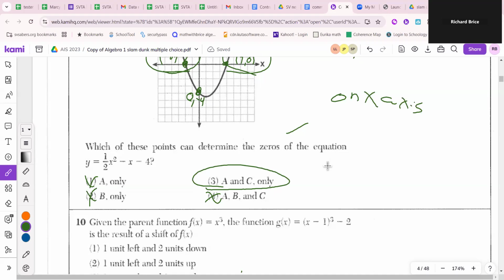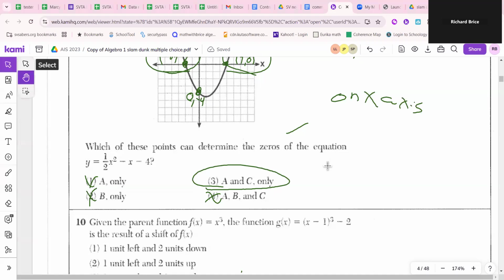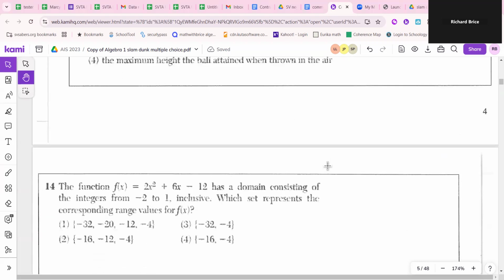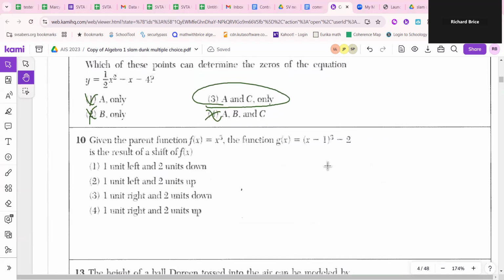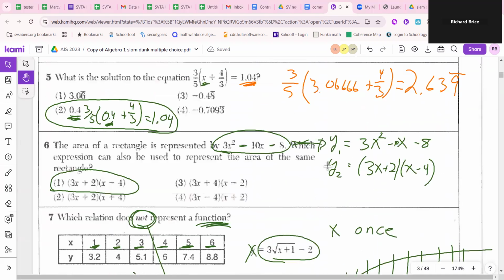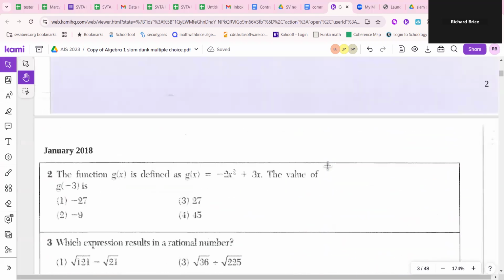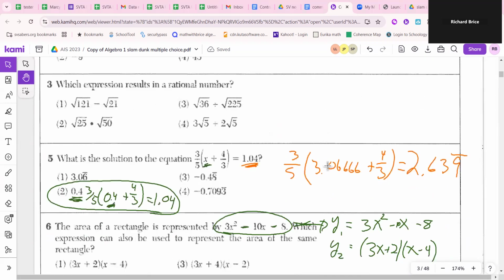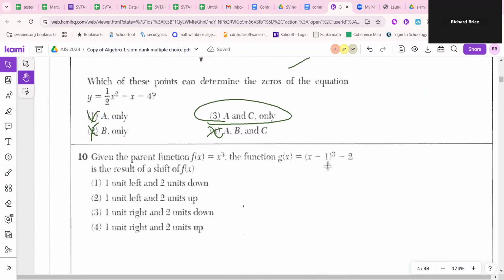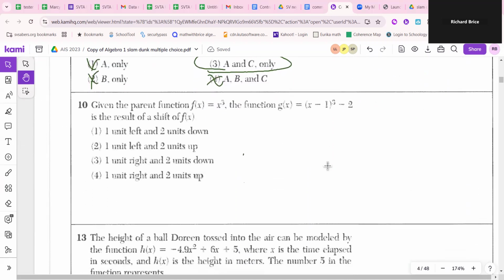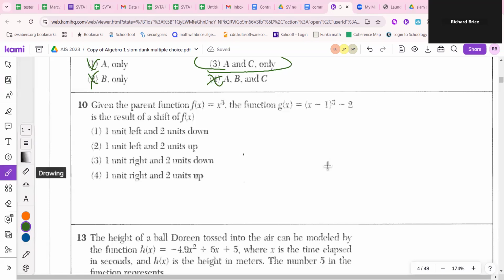This is lesson 2 with our slam dunk. We are in January of 2018, I believe. Could be January 2016. It's not here on the bottom of the page. Let's go up. January 2018. We're doing number 10. We're only doing the questions that are slam dunk. They're the easy ones. You can do most of them with your calculator.